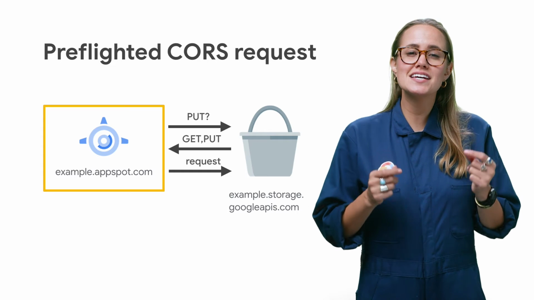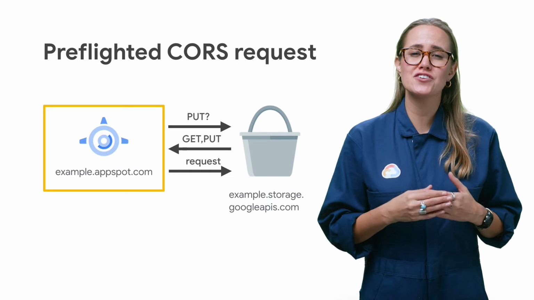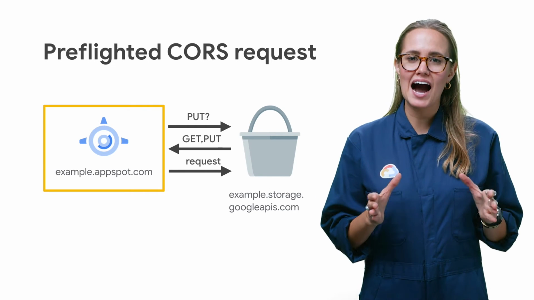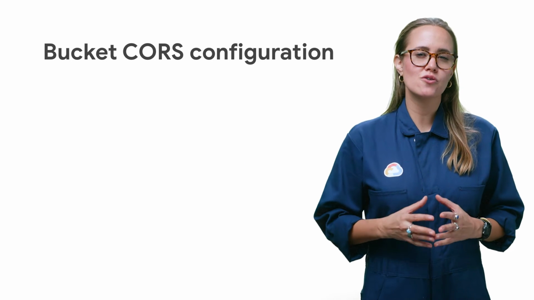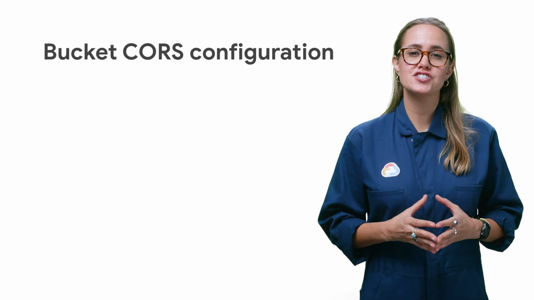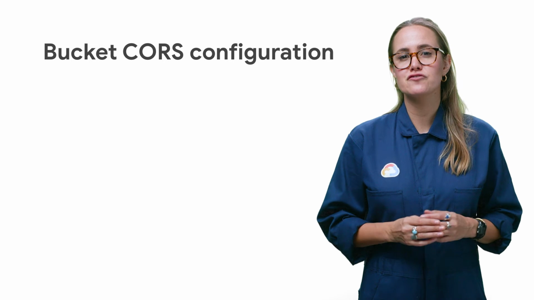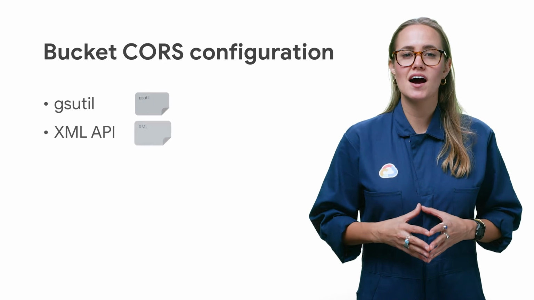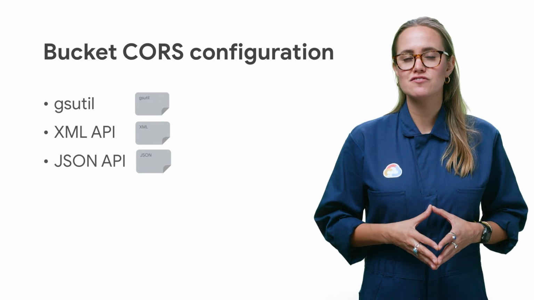Once again, this is a true bite of the full CORS meal, so make sure you check out the documentation to learn some more. But let's talk about how you configure CORS for Cloud Storage. Cloud Storage allows you to set CORS configuration at the bucket level only. You can set the CORS configuration for a bucket using the gsutil command line tool, the XML API, or the JSON API.